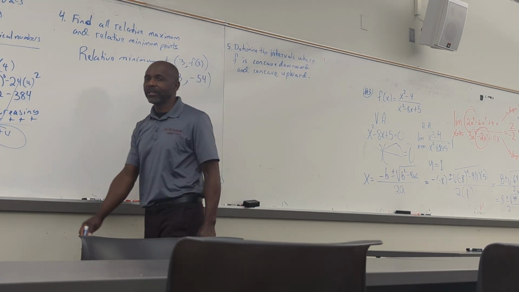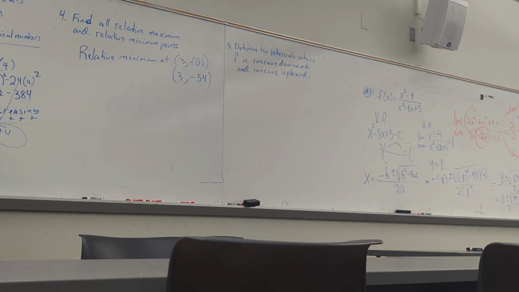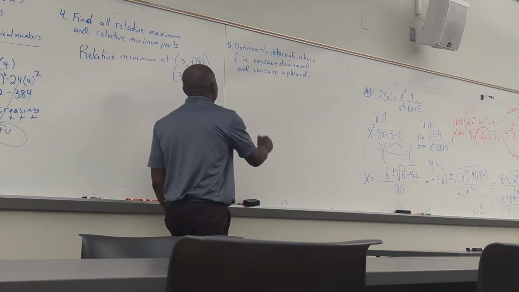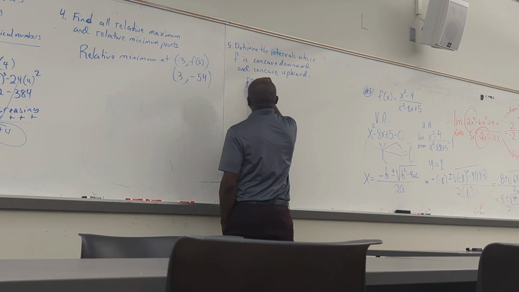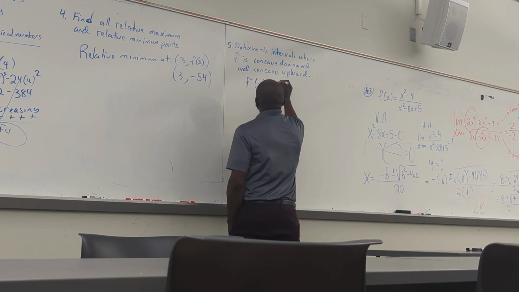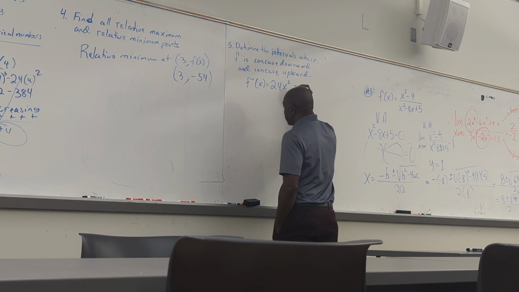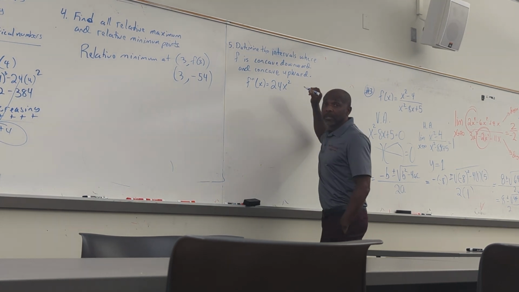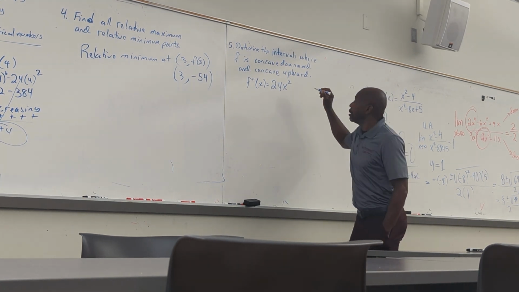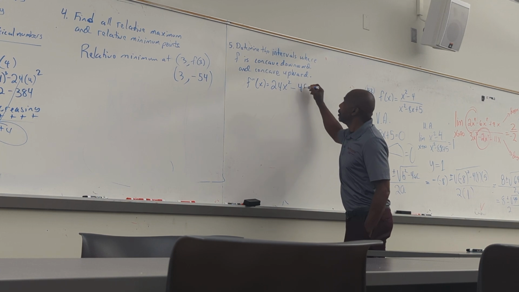How do we check concavity? The second derivative. We use the second derivative for concavity. So what's my second derivative? 24x squared minus 48x. Do y'all agree?